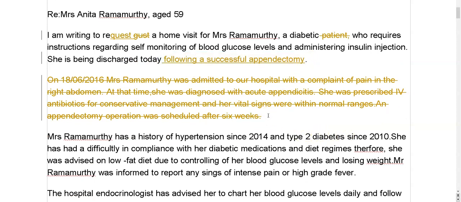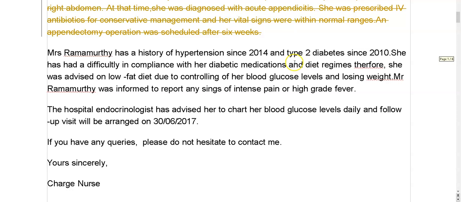And that tells me all that I need. So I don't need to know when she went in. I don't need to know what happened after 6 weeks. So, I'm writing to request a home visit for this patient, who requires instructions. She's being discharged today following a successful appendectomy. And that's it. She has a history of hypertension, 2014, and type 2 diabetes, 2010.